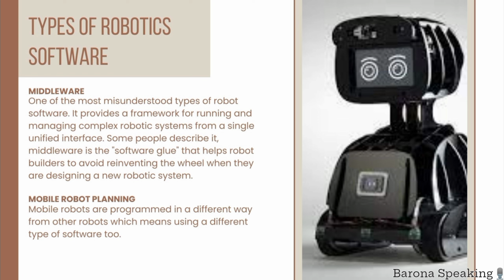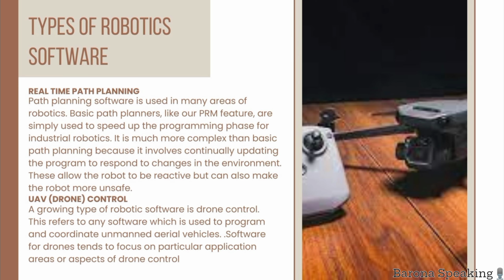Meanwhile, the fourth one is mobile robot planning. Mobile robots are programmed in a different way from other robots, which means using a different type of software too. The fifth one is real-time path planning. Path planning software is used in many areas of robotics. Basic path planners like our PRM feature are simply used to speed up the programming phase for industrial robotics. Real-time path planning is much more complex because it involves continually updating the program to respond to change in the environment. This allows the robot to be reactive but can also make the robot more unsafe.